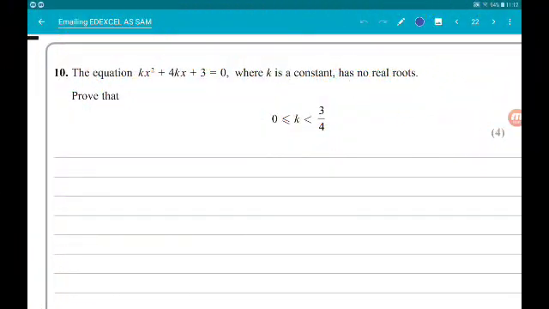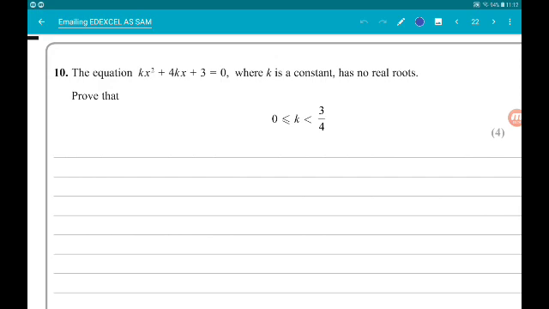Okay, number 10. The equation kx squared add 4kx add 3 is equal to 0, where k is a constant, has no real roots. Prove that k is greater than or equal to 0, but less than 3/4. Okay.